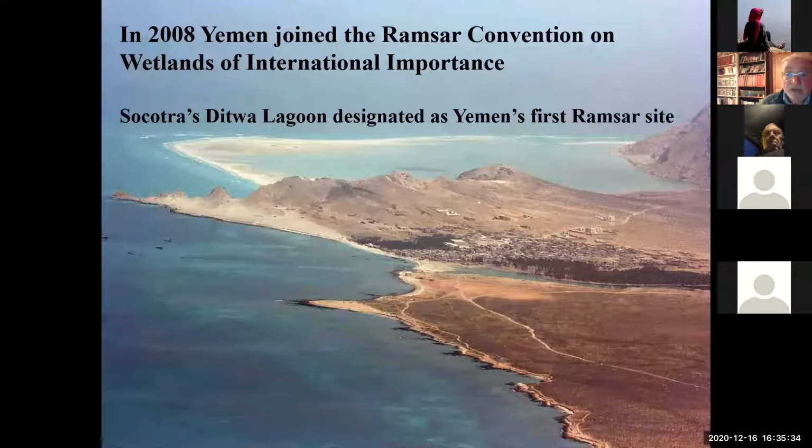In 2008, Yemen also joined the Ramsar Convention on Wetlands of International Importance, and when that happens in a country, they have to have a designated site, and Socotra's Detwah Lagoon, which you can see in the background there, was Yemen's first designated Ramsar site.